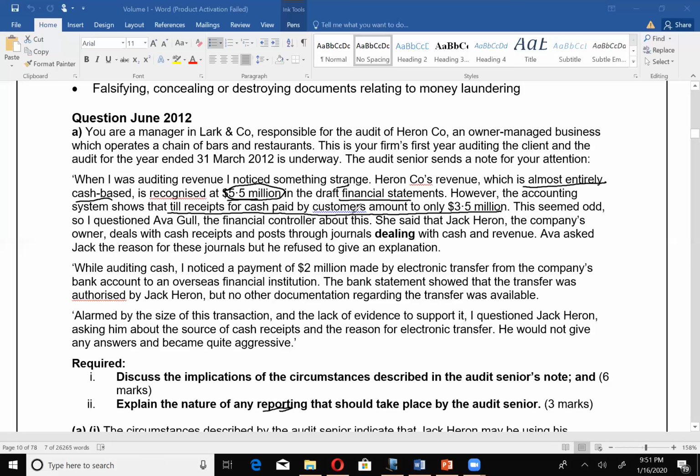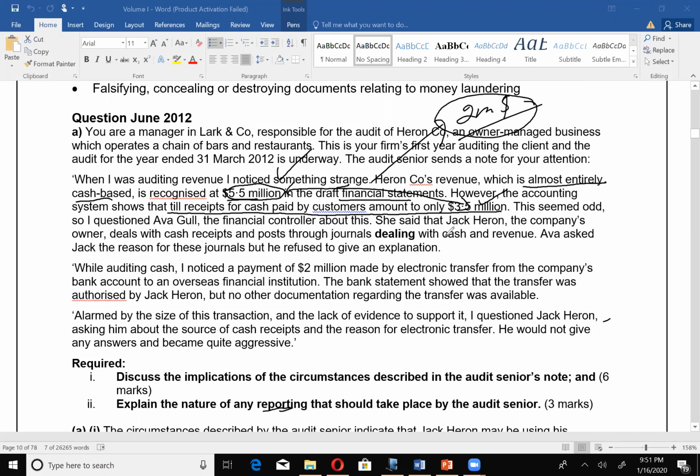Now, friends, you see here, first of all, a cash-based system is an ideal environment for money laundering. So risks are high in that. They say that the accounting system is showing 5.5 million and the till receipt, in the computerized till machine, is 3.5. So the difference of 2 million is here, which is a big difference, huge. They may have inserted this amount from illegal sources to whiten it.